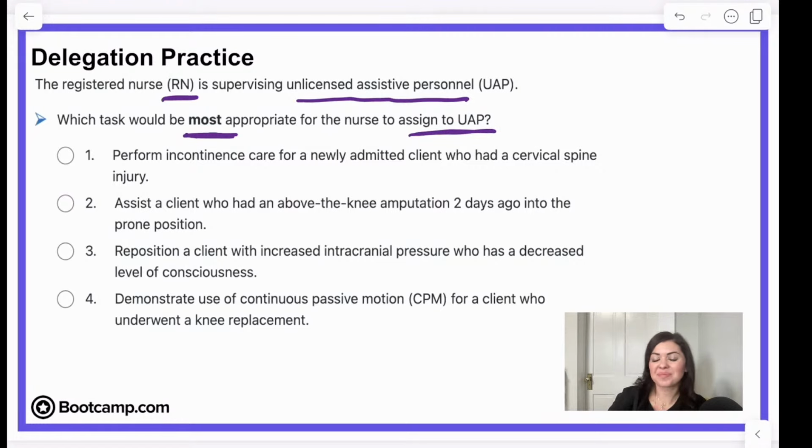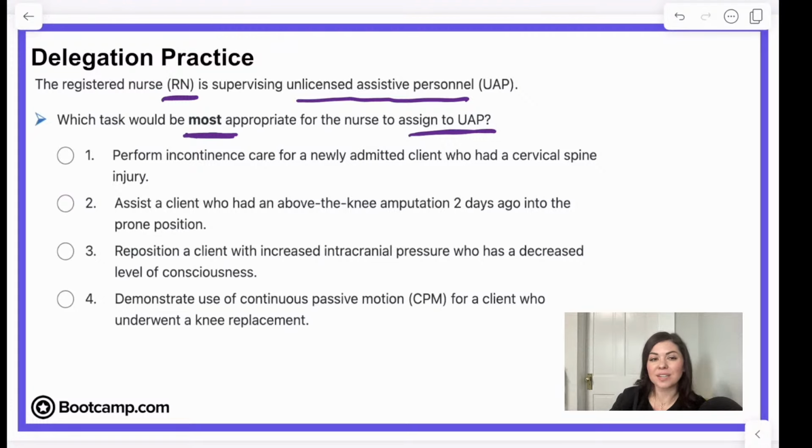Well, let's look at them. First option, perform incontinence care for a newly admitted client who had a cervical spine injury. Option 2, assist a client who had an above-the-knee amputation 2 days ago into the prone position. Option 3, reposition a client with increased intracranial pressure who has a decreased level of consciousness. And then our last option, demonstrate use of continuous passive motion for a client who underwent a knee replacement.